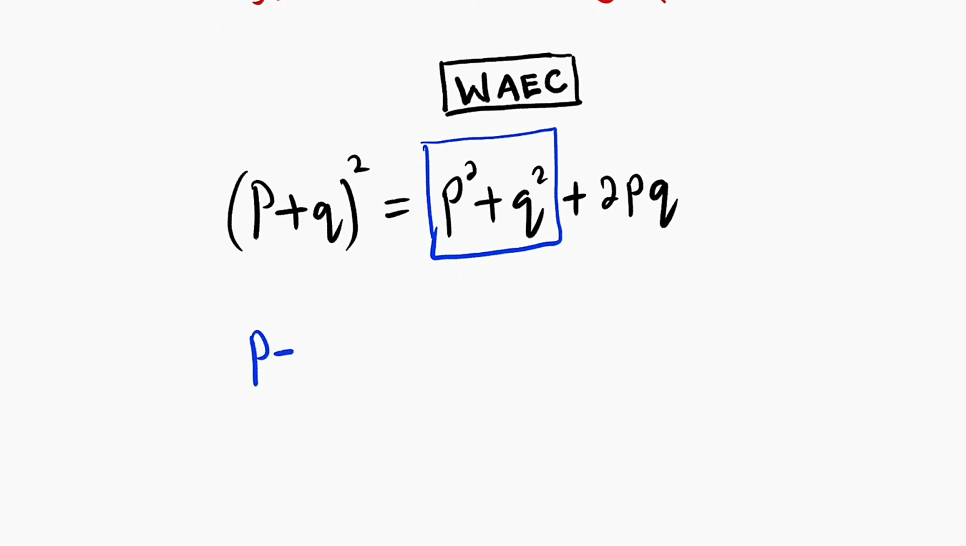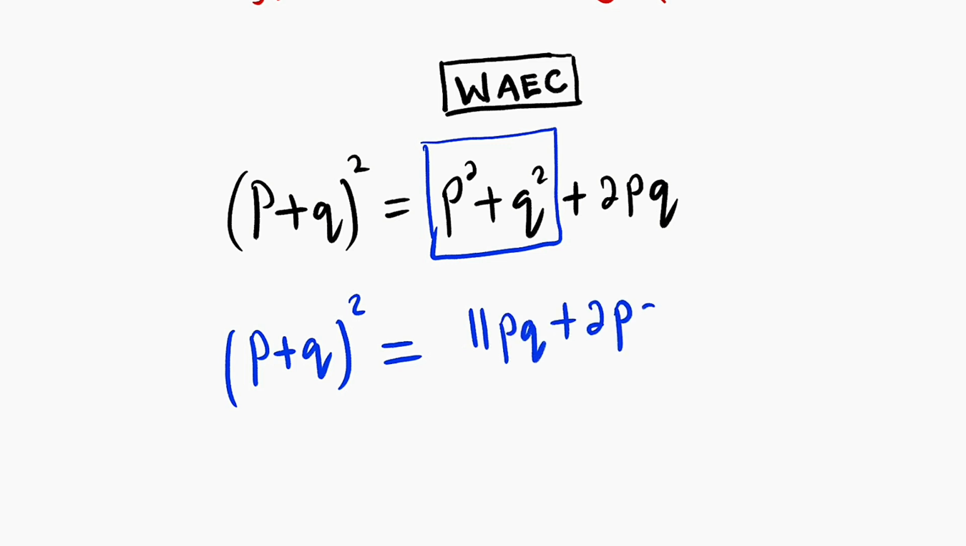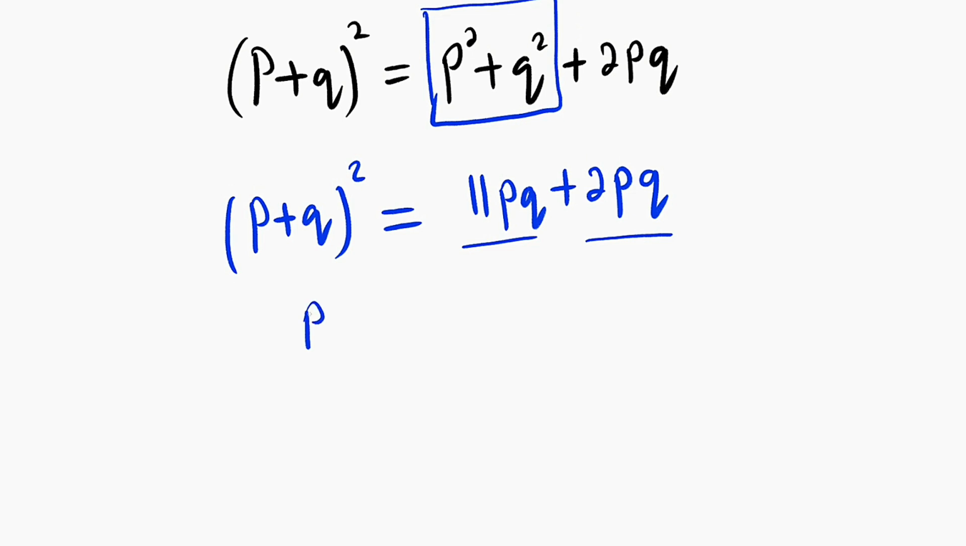And therefore p plus q all squared will be equal to 11pq plus 2pq. These two terms are like terms, so we can join them together. 11pq plus 2pq is equal to 13pq. Therefore, p plus q all squared is equal to 13pq.